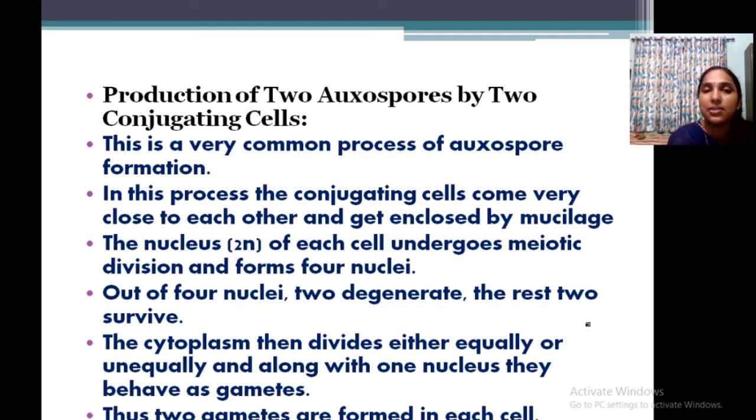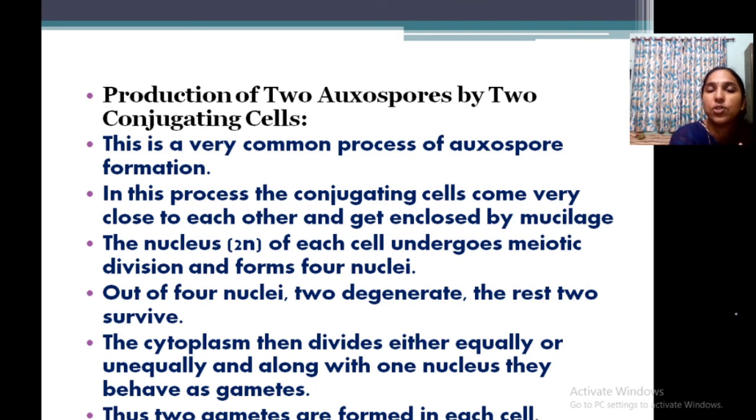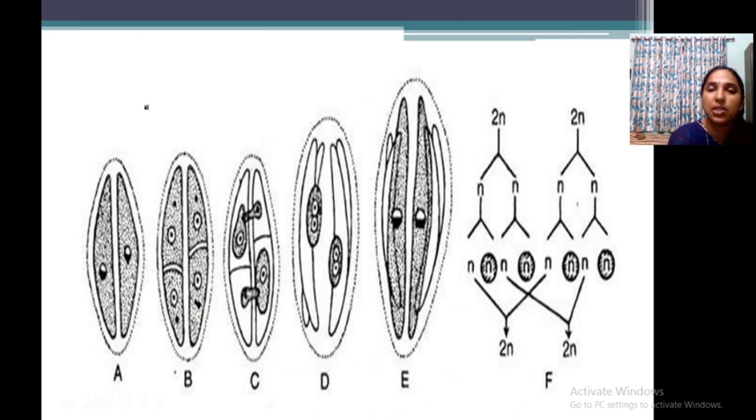Two cells come closer to each other, and the two cells are enclosed by a mucilage cover. Then what happens is the nucleus is already diploid. So from each cell the nucleus undergoes meiotic division and 4 nuclei are formed, of which 2 nuclei undergo degeneration and only 2 function. Those balance 2 nuclei, see here, they behave as gametes. They are formed in each cell. They behave as the gametes. Picture I will show you.